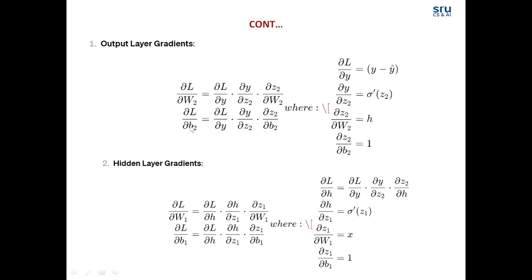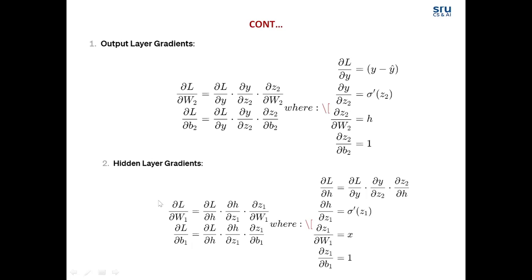Now again we have to take the partial derivative of loss with respect to bias 2, which is the bias in the output layer. So by the chain rule of differentiation, the partial derivative of loss with respect to y, again the partial derivative of y with respect to z2, into the partial derivative of z2 with respect to b2. So we will put all these values here.